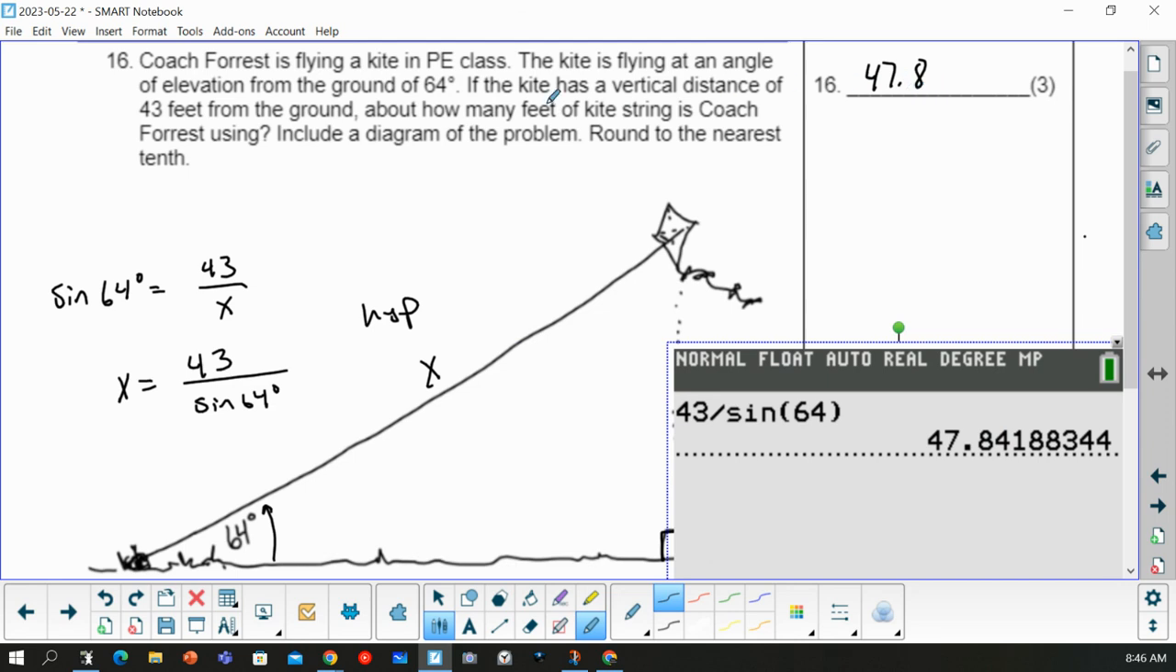And this was in feet, so this would be 47.8 feet. And that is the answer to problem number 16.